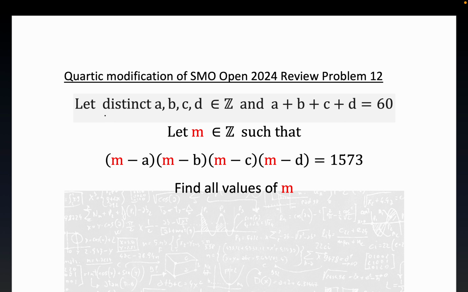Good morning, everybody. We have a kind of a discrete math version of a quartic equation that was a problem from an SMO Open review type setting. Now, a couple of important things here. We're looking for all the values of m. You might be led to believe there's just one value of m, but it turns out there's more than one. This distinct part is very important.